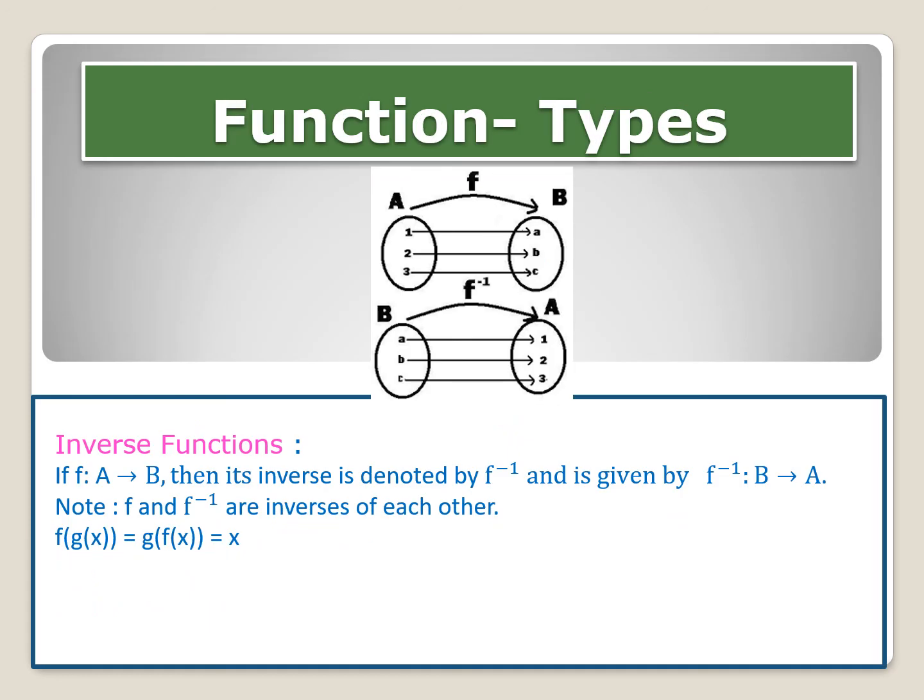Next is the inverse functions. If f is a function from A to B, then its inverse is denoted by f inverse, and it is a function from B to A. Observe that both f and f inverse are inverses of each other. When f and g are inverses of each other, then f of g of x is equal to g of f of x, and that is equal to x.